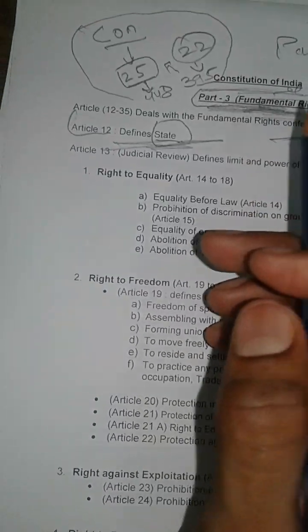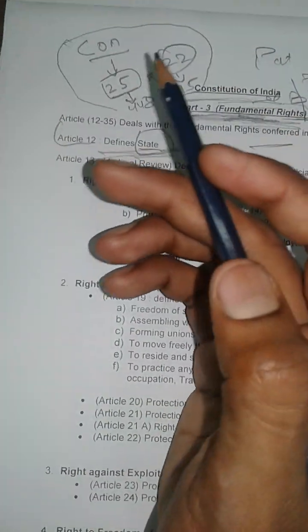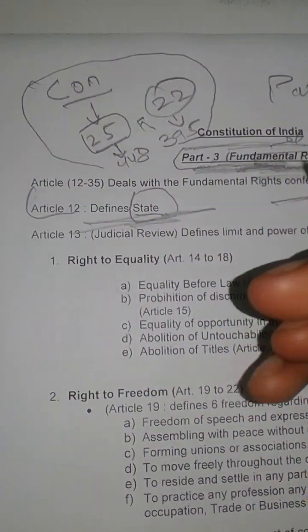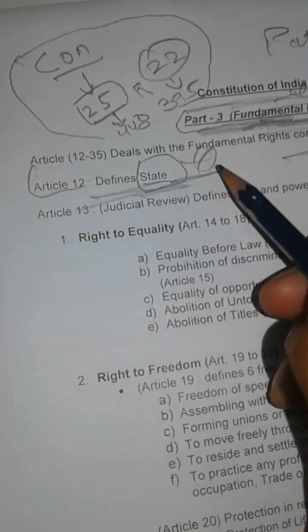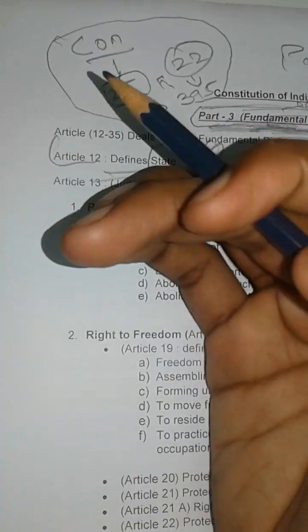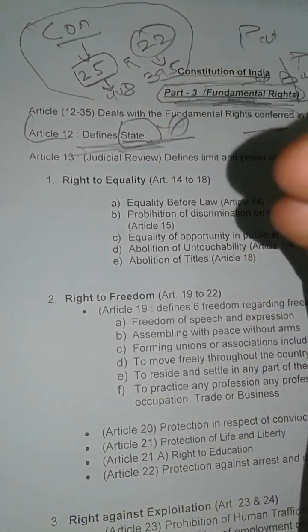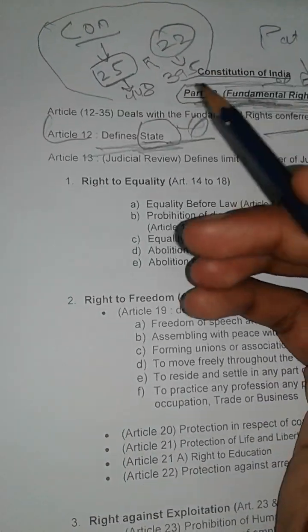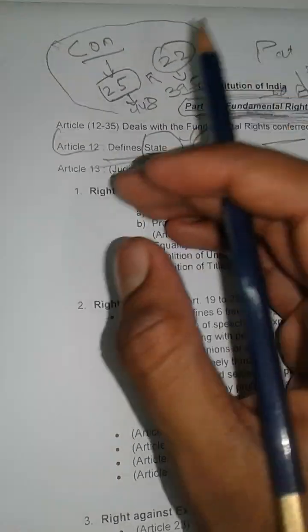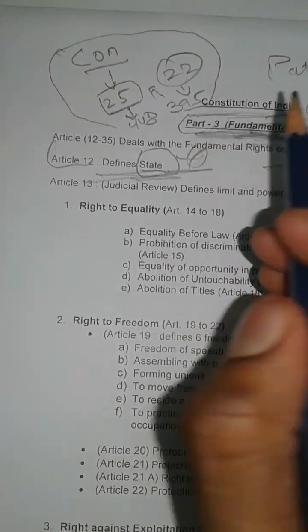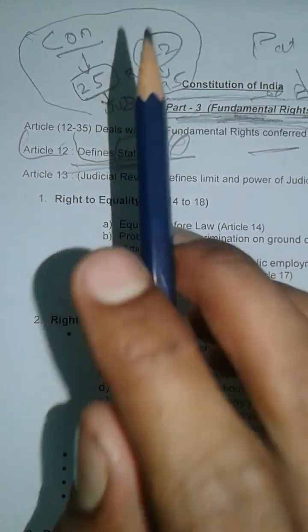Under this Article 12 we have four types of definitions of the authority, right? That is, we have four types of authority which are deemed to be the state. Firstly, Parliament, state legislature, local authority, and other authorities, for example, universities, etc. There are various Supreme Court judgments on the definition of state.